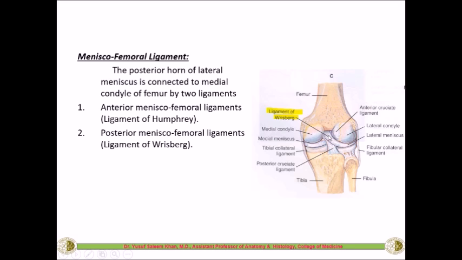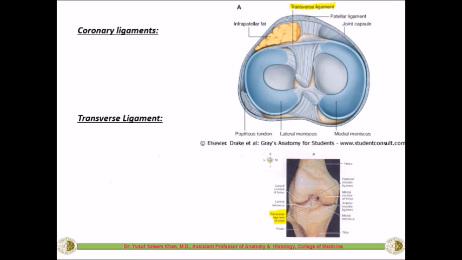This is the lateral meniscus, and there is a ligament which is running from there to the medial condyle. This is called the ligament of Wrisberg. So these are also some important ligaments which help in the stability of the knee joint. They actually regulate the forward movement of the lateral meniscus during extension. Whenever you extend, this ligament will be pulling the lateral meniscus forwards.